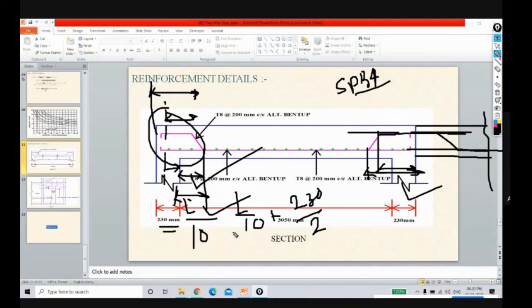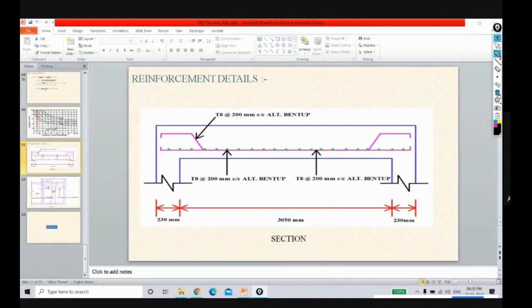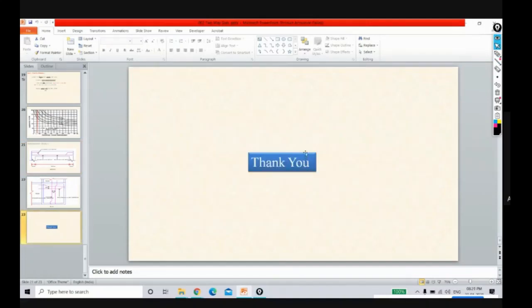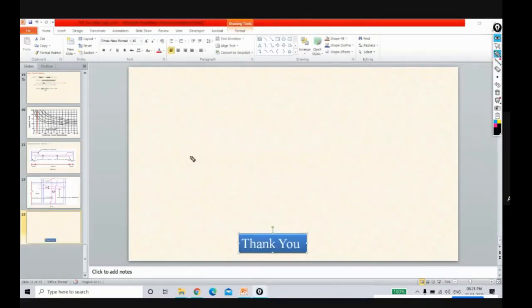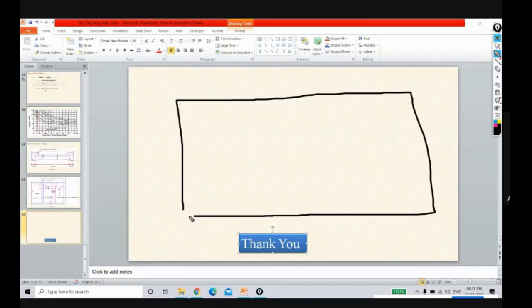Let's first discuss your question. Suppose we consider any continuous slab. Let's say this is our S1 slab and this is S2 slab. So how to provide the reinforcement at this edge, at this support?